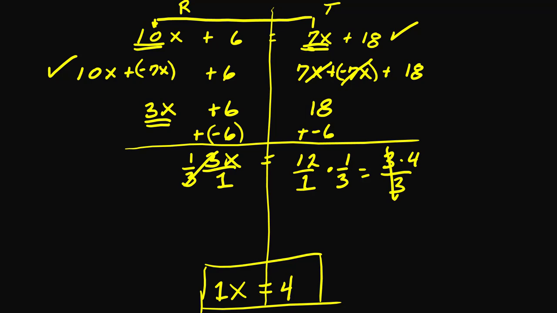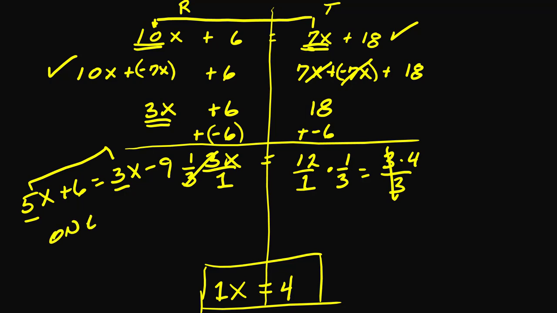So if I gave you an equation like 5x plus 6 equals 3x minus 9, and I ask you simply, how many solutions are there? You look at this 3 and this 5, they're not the same. You would have one solution. It's like magic.